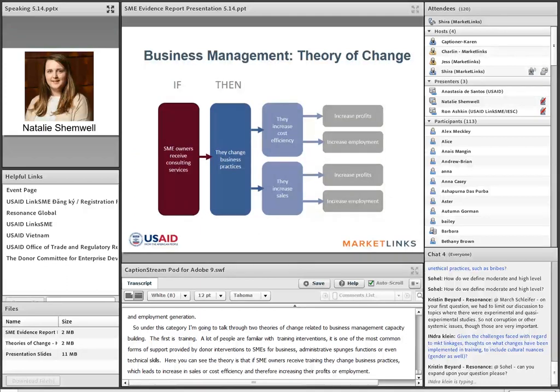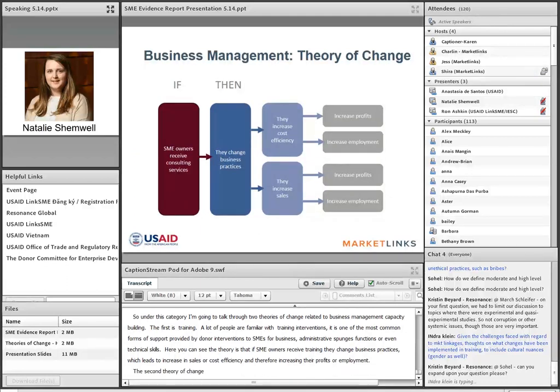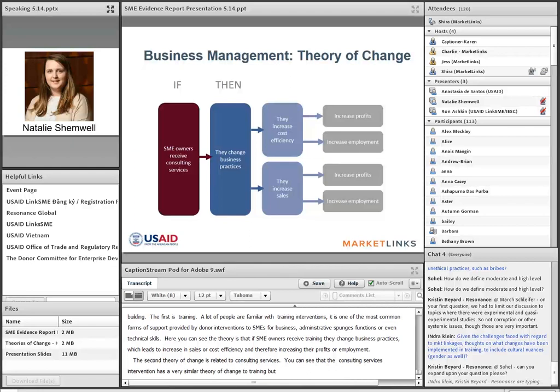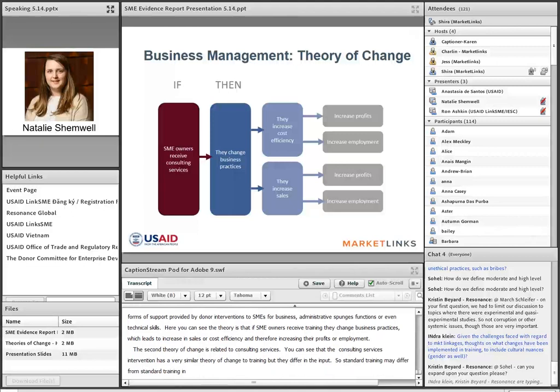The second theory of change is related to consulting services. You can see that the consulting services intervention has a very similar theory of change to training, but they differ in the input. They differ from standard training in that the technical assistance is typically customized to the firm and their specific needs.